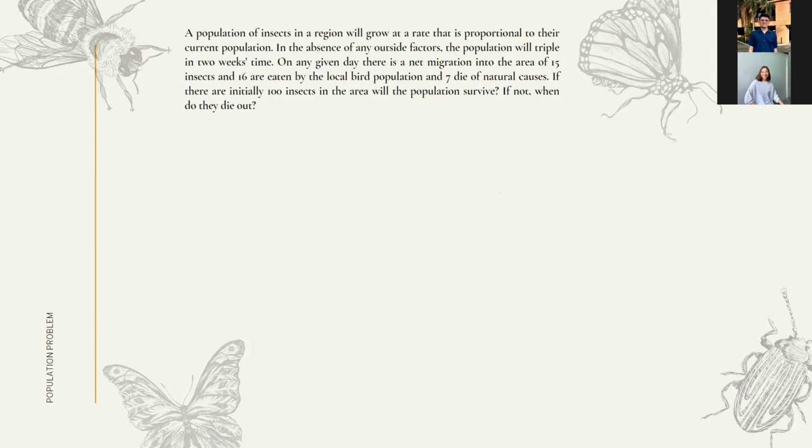We start by looking at the birth rate. We are told that the insects will be born at a rate that is proportional to their current population. This means that the birth rate can be written as kP, where k is the positive constant that we need to determine. Now, given these, we may develop a differential equation with appropriate conditions. As you can see, we added 15 to kP as this is the net migration of insects into the area. We also subtract 16 and 7 as these are factors that are reduced from the population. By solving the equation, we then get this.